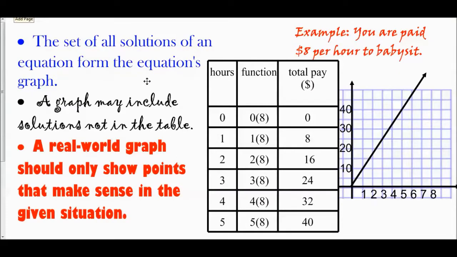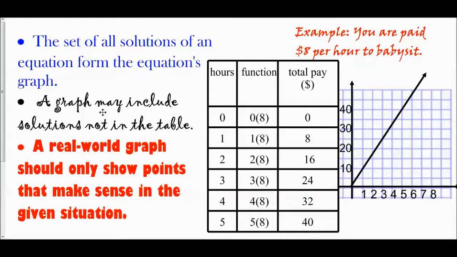So several things to think about when you're graphing, and these are things that you probably already realized from your previous experience of graphing. The set, meaning group, of all the solutions of an equation forms the equation's graph. And remember what we've said about solutions: the values of the variables that make the equation true. So when you put those into that equation, they balance out.